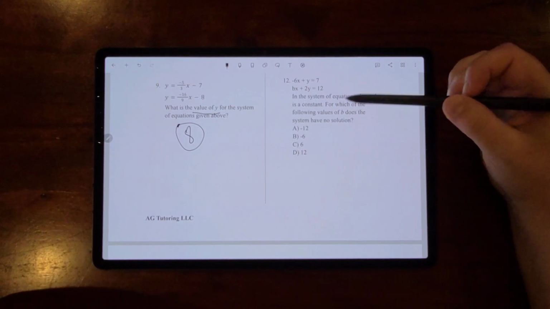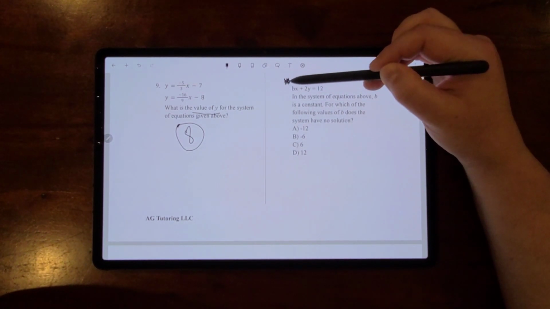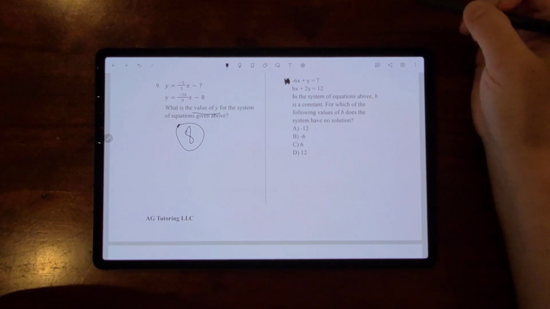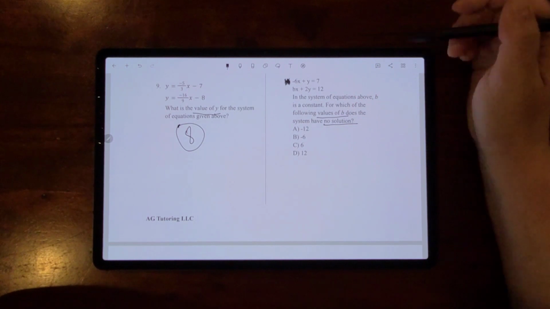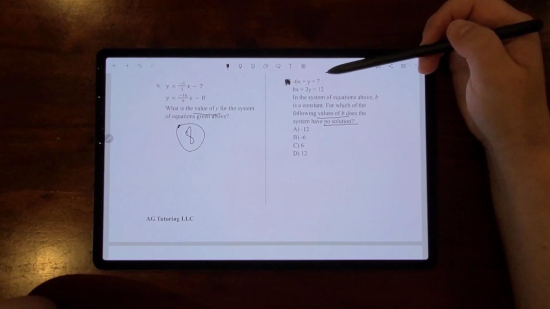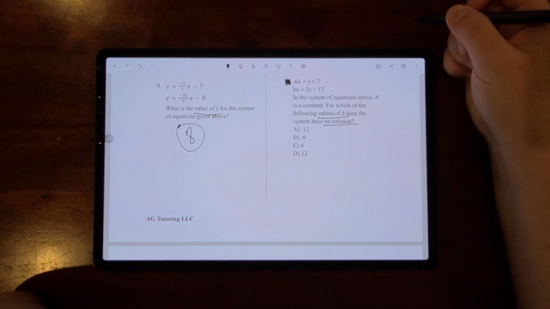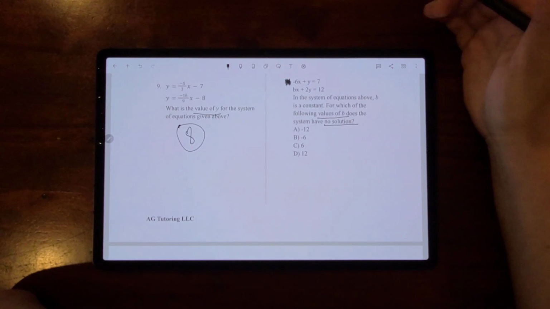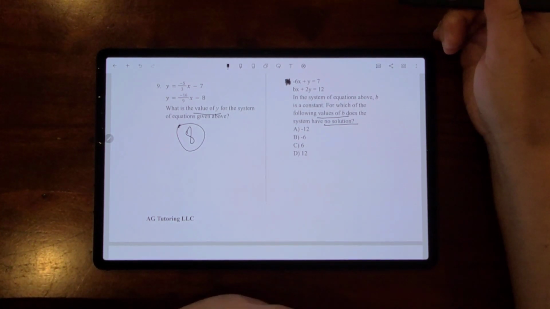So for number 12, again, I'm going to cross this out so you don't get it confused and think it's part of the problem. We have this system, and we're trying to find the values of b such that it has no solution. Whenever they're asking you about systems of equations with no solutions or infinitely many solutions, in some capacity, you're going to have to manipulate the equations so that they look as similar as possible.